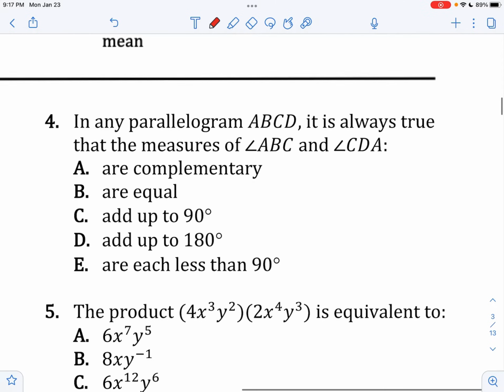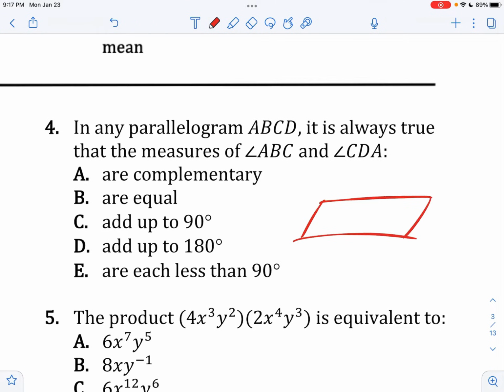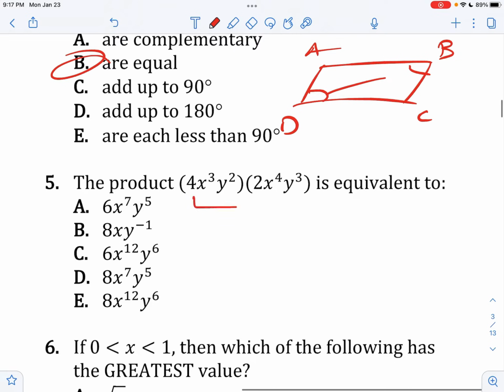ABCD, it is always true about what? So parallelogram ABCD, that the measures of ABC and CDA are equal because they're opposite. The product is equivalent to what? 8x to the 7th. This is the only answer.